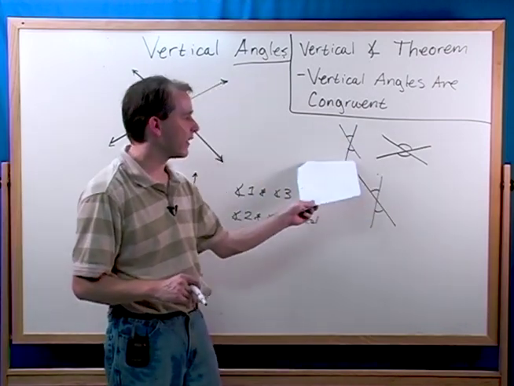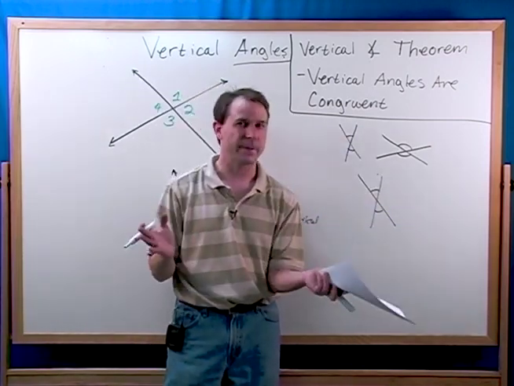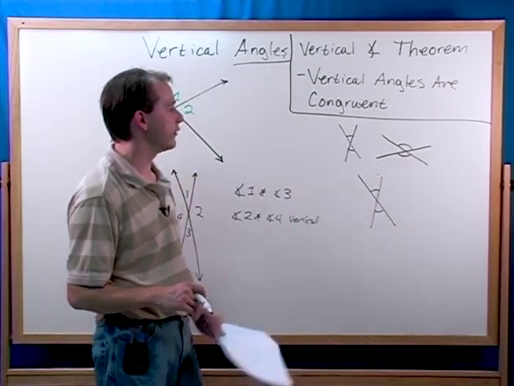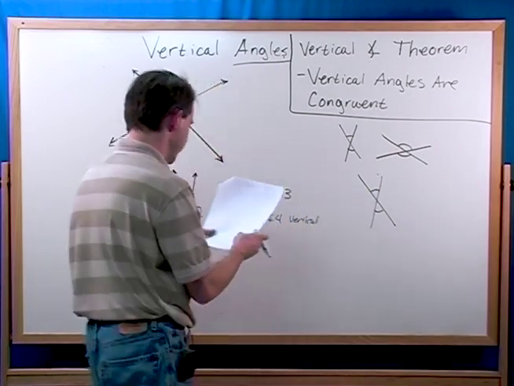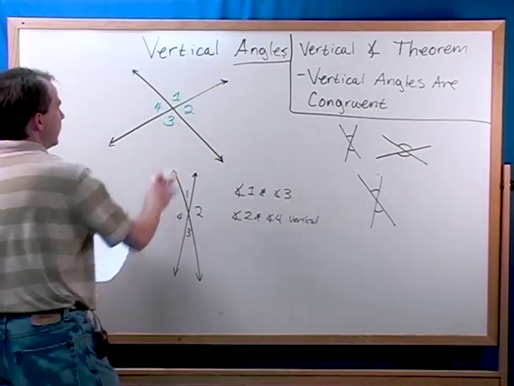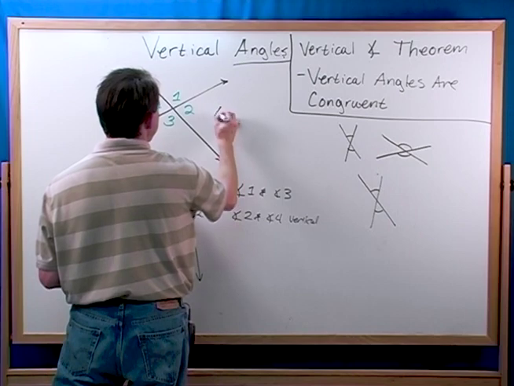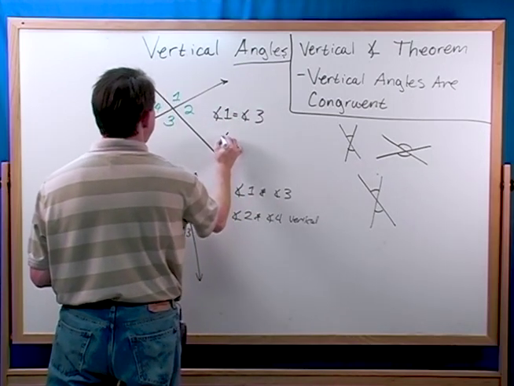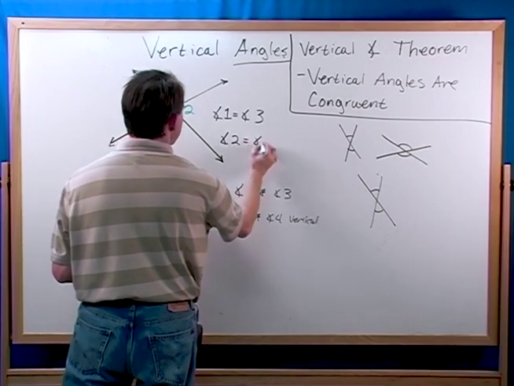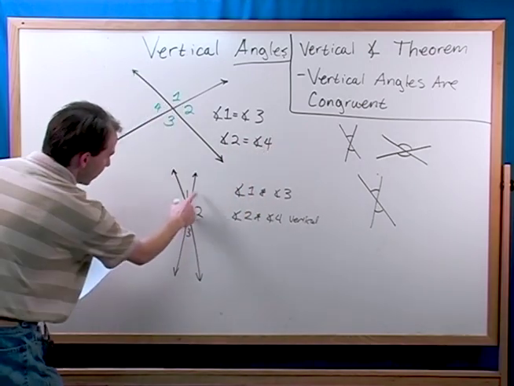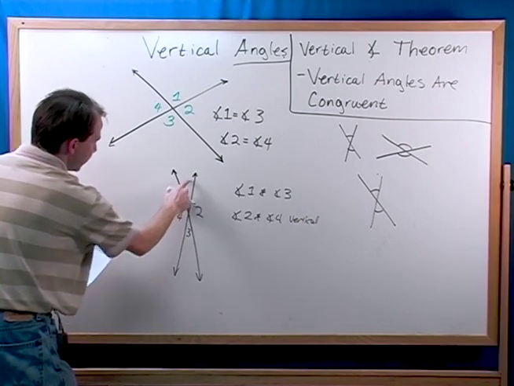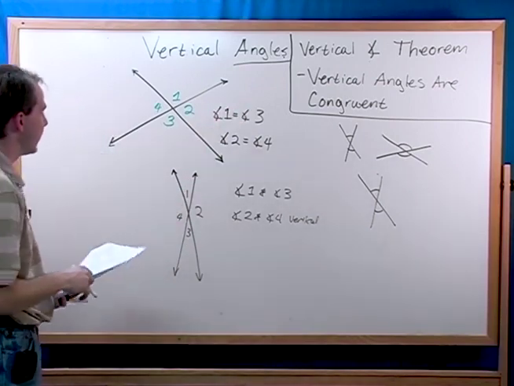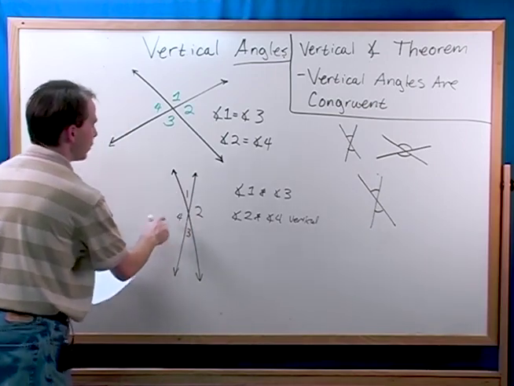If you see some crisscrosses and they look about equal, they probably are. Especially if they're opposite like this, that means they're vertical angles and they're congruent to one another. Like we said here, angle 1 is equal to angle 3, and angle 2 is equal to angle 4. We've said nothing about the relationship between 1 and 4, as far as the vertical angle theorem. We're just saying that 1 and 3 are equal, 2 and 4 are equal.